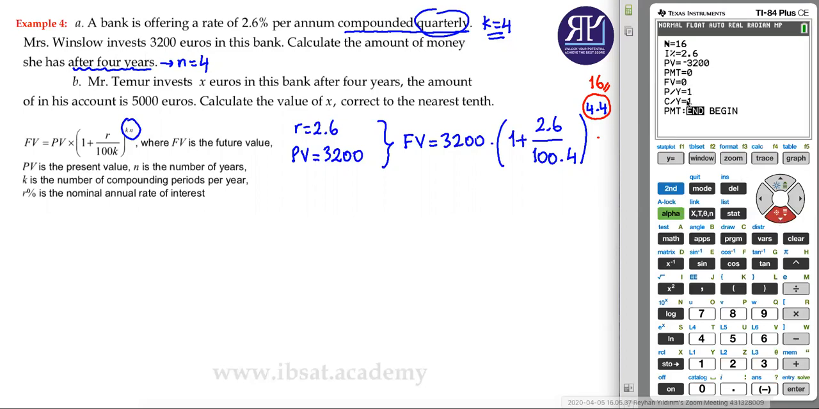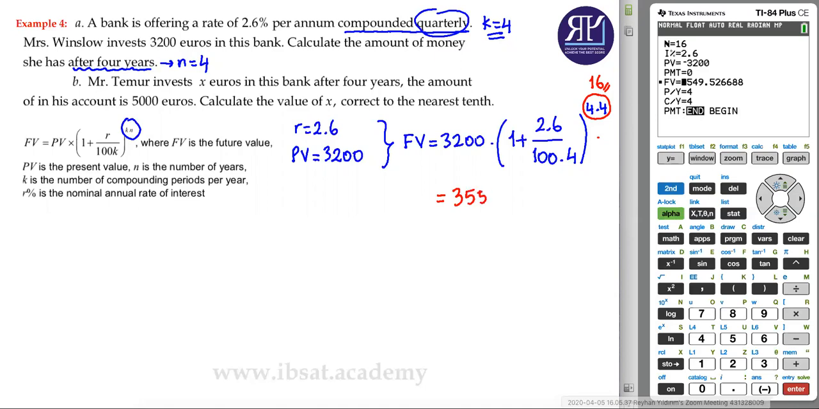In this question, periods in a year means the money is compounded 4 times in a year. That's why we write 4 here. Future value is what we are going to find here. That's why we come to the future value part, press alpha enter, and we find the result. Let's write the result to the nearest euro: 3,550 euros Mrs. Winslow will have after 4 years in the bank.